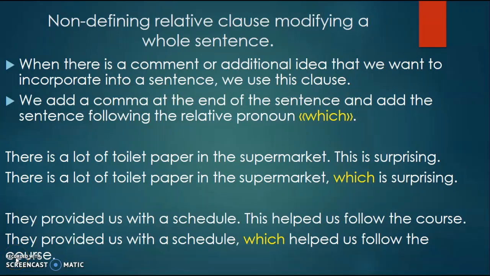One important aspect of non-defining relative clauses is that there is a use where the non-defining relative clause modifies a whole sentence. When there is a comment or additional idea that we want to incorporate into a sentence, we use this clause. We add a comma at the end of the sentence and add the sentence following the relative pronoun which. Let's see how it is done.